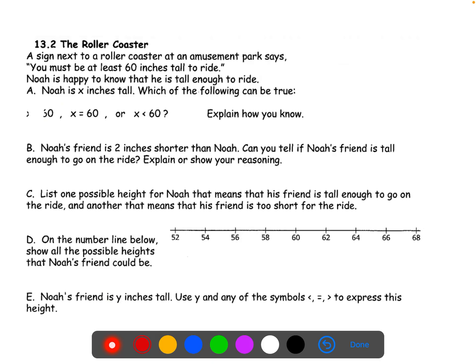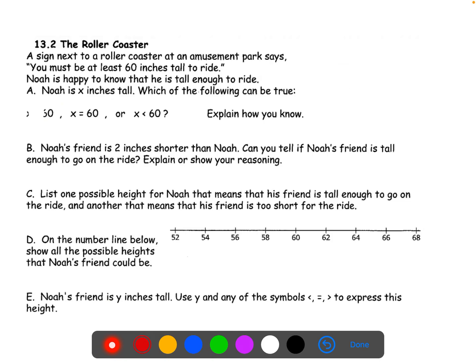Go ahead and type those into the comments. Okay, for our next activity, it says the sign next to a roller coaster at an amusement park says you must be at least 60 inches tall to ride. Noah is happy to know that he is tall enough to ride. Noah is x inches tall. Which of the following can be true?